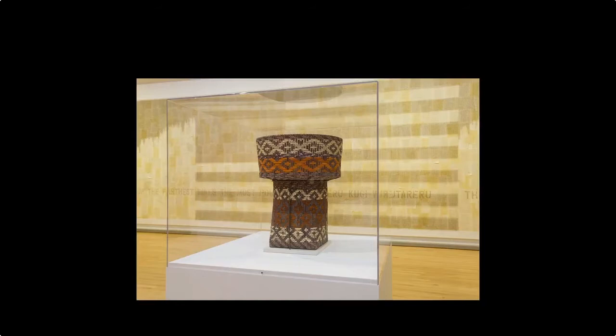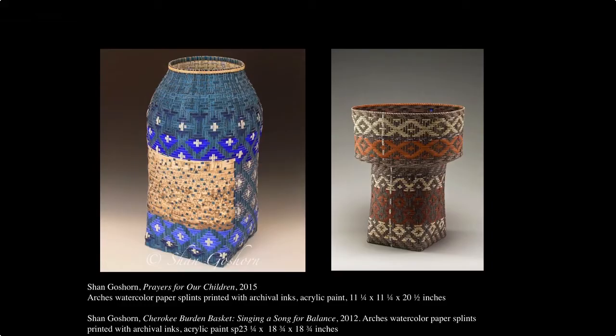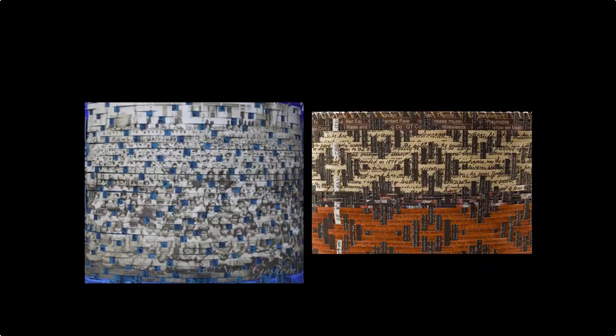After many years of working as a painter and photographer, the Eastern Band Cherokee artist and activist Shan Goshorn turned to basket weaving around 2008 as her primary mode of expression. Her conceptual baskets combine Cherokee aesthetics with thought-provoking content, including historical photographs and text. Here are two examples of the works, and these are details of them that address links between historical events and ongoing struggles for Native American sovereignty and self-determination.